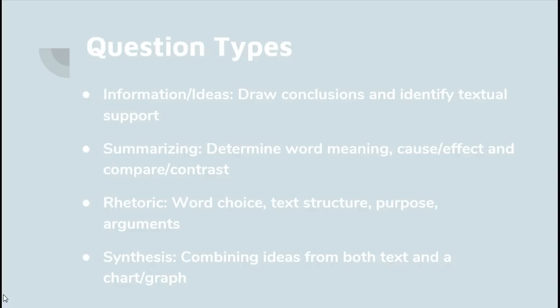And in order to do that, you'll have to appropriately summarize the information surrounding the idea so that you can garner accurate information. That is to say, when you're pointed to a line number, you may have to go up a couple lines and down a couple lines, summarize the information before you can determine the word meaning or the cause and effect, or you'll be able to compare and contrast.